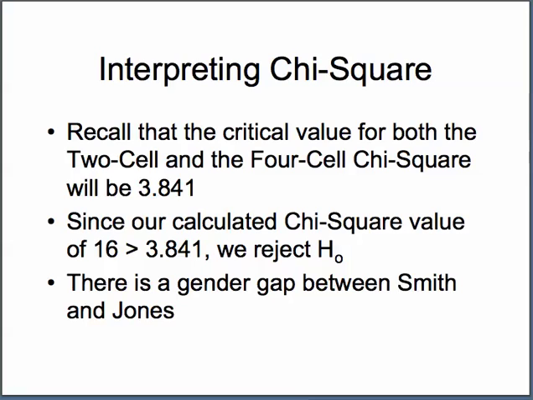For df equals 1, the critical value is 3.841, and we reject the null hypothesis of no significant difference between Smith and Jones in terms of their genderized vote. There is a gender gap between Smith, who is favored by male respondents, and Jones, who is favored by female respondents.